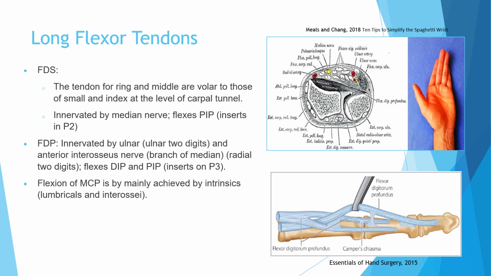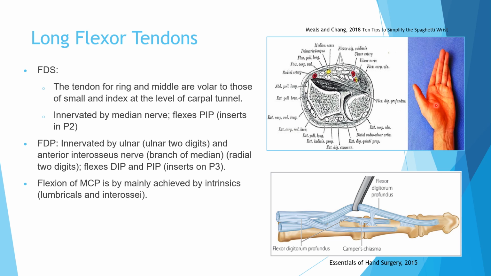There are some important anatomic facts related to the long flexor tendons of the forearm. For the flexor digitorum superficialis, remember this muscle has tendons that originate early in the forearm, and these tendons are not like four beside each other. However, the two tendons of the middle finger and the ring finger are more superficial to the tendons of the index finger and the pinky finger, the small finger.